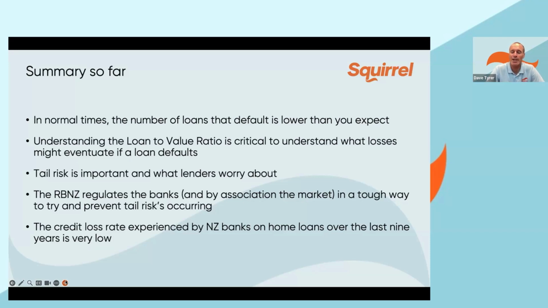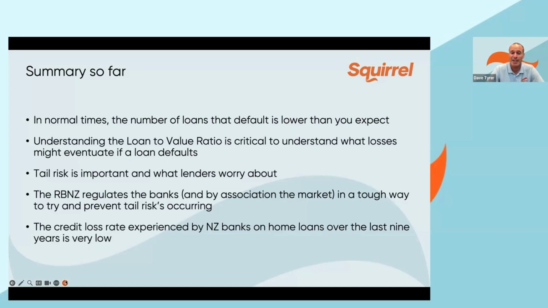The loan to value ratio that you lend at is really important to understand what type of losses, and the size of losses, could eventuate when a loan defaults. Talked a bit about tail risk, really important, and that's something that all lenders worry about quite a lot. So what are some worst case scenarios that might happen, and how do you plan for that? We talked about the Reserve Bank. They're pretty tough in the way that they regulate banks in New Zealand, and they're trying to prevent tail risks occurring.